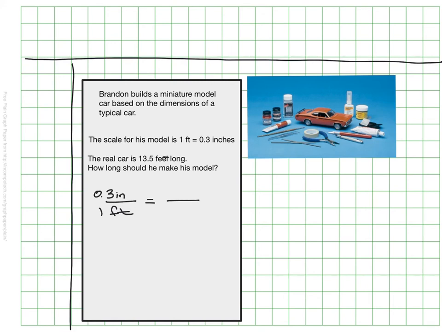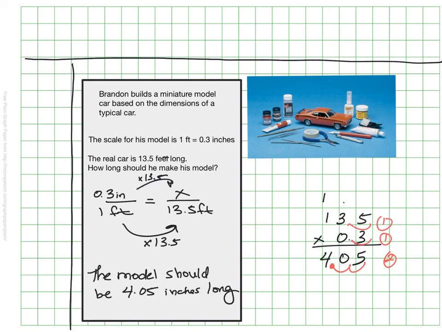As always, I'm filling in what I know, and what I know is that 3/10 of an inch is equal to 1 foot, and that his real car is going to be 13.5 feet. So I'm matching my feet to feet, and I'm leaving my inches blank because that's what I'm trying to find out. Since 1 would need to be multiplied by 13.5 to get 13.5, I'll need to do the same thing in my scale model. So again, I might use some space over here to do 13.5 times my 3/10 because I don't know that off the top of my head. But when I do that, I find out the model should be 4 5/100 of an inch long.